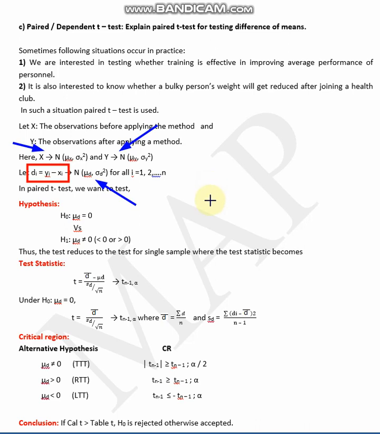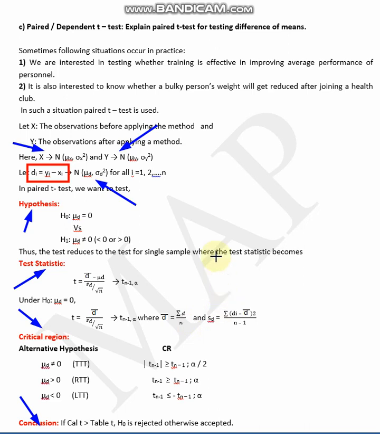So this is my test statistic. And what about my hypothesis in this case? You know that the testing procedure takes four stages. The first stage is the hypothesis. The second stage is to build up a test statistic, depending upon the situation. The third is the critical region and the fourth one is the conclusion.